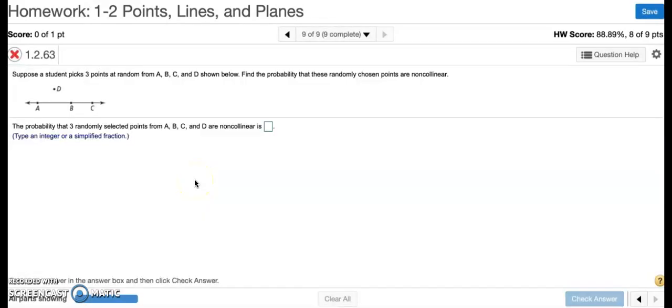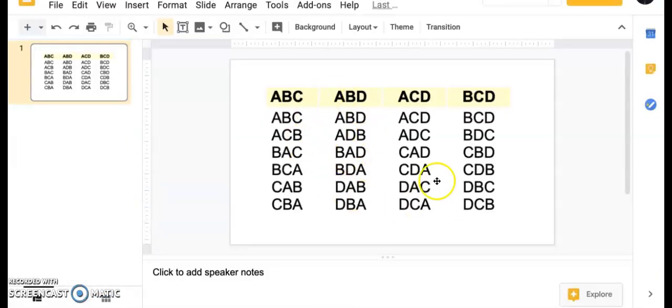So suppose a student picks 3 points at random from A, B, C, and D shown below. Find the probability that these randomly chosen points are non-collinear, meaning not on the same line. So what we need to do is write out all the possibilities of choosing 3 randomly selected points. Writing them out, this is all the possibilities. Now, the only ones that are collinear would be points A, B, and C, which could be drawn in this amount of ways. So that's 1, 2, 3, 4, 5, 6, 7 ways.